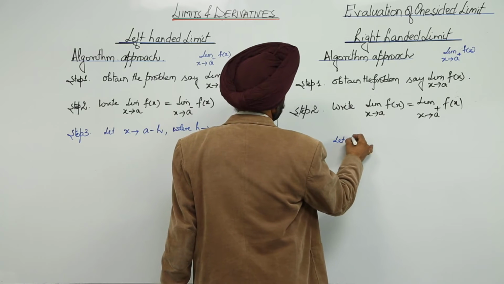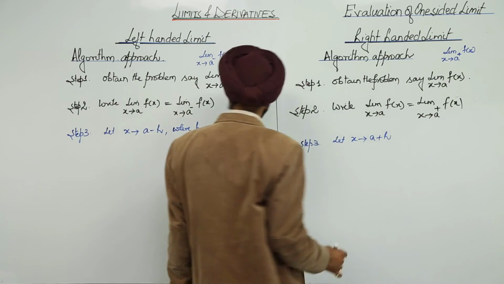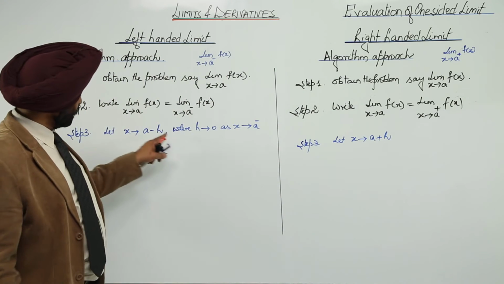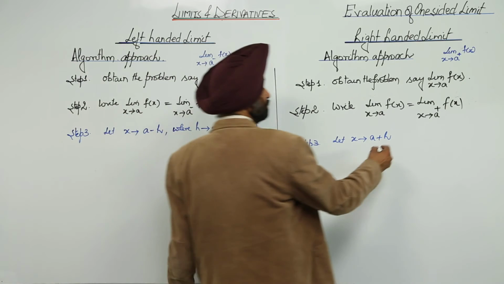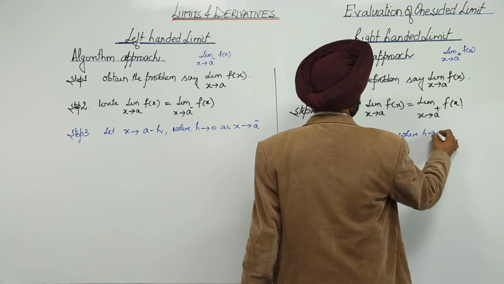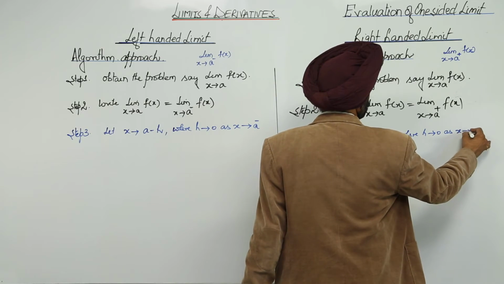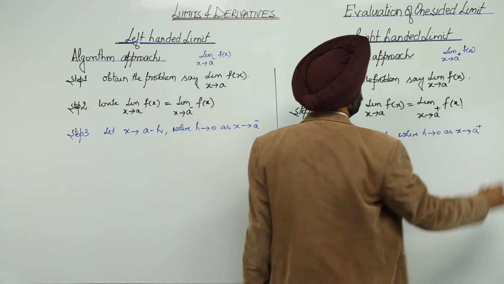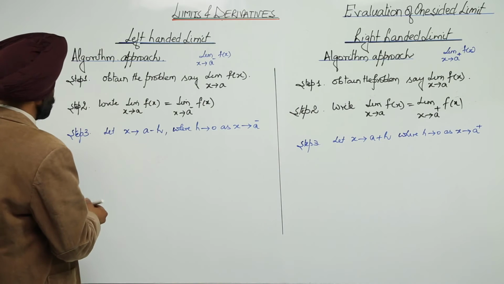Same, step 3: let x approach a plus h. Now just look at what the difference is. Here I have taken a minus h, there I have taken a positive h, where h approaches 0 as x approaches from the right-hand side of the limit. Is it clear?